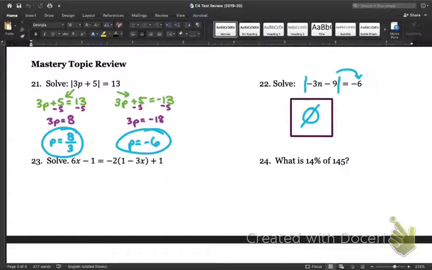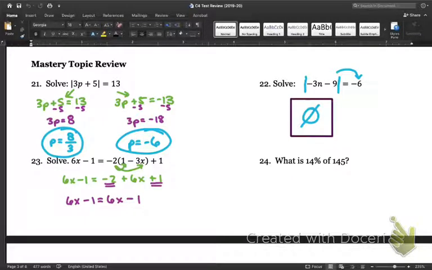Number 23, we need to solve this equation. So the left-hand side looks nice. All like terms are combined, but the right-hand side's a mess. So first, let's start by distributing. We're still not done with that right-hand side because we have two like terms that need to be combined. So negative 2 and 1 add to negative 1.